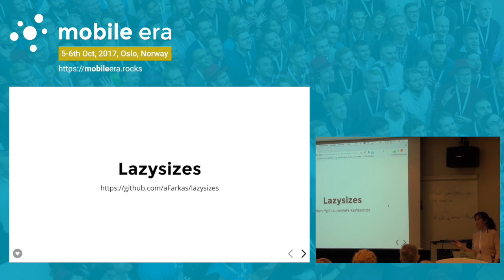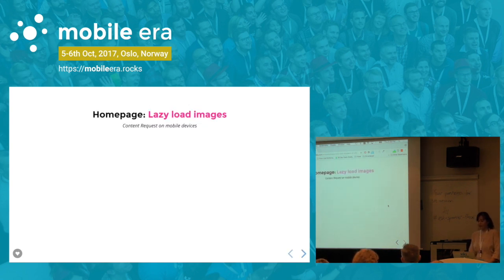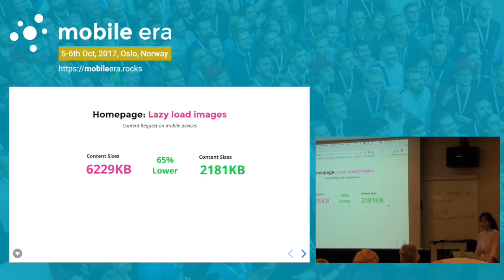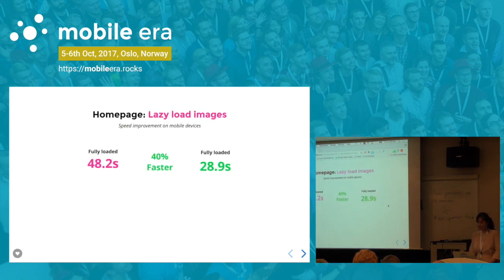Anyone heard of that API before? Intersection Observer? Yeah, it's a pretty cool one. It helps you detect whether a particular element is already in the viewport or not. Once we lazy loaded our images, we monitored the content requests on our mobile devices, and we noticed they were about 65% lower. The user doesn't need to spend all that data downloading all of your images, which is pretty neat. The speed improvement for fully loaded also improved by about 40%, and we're pretty happy about that as well.